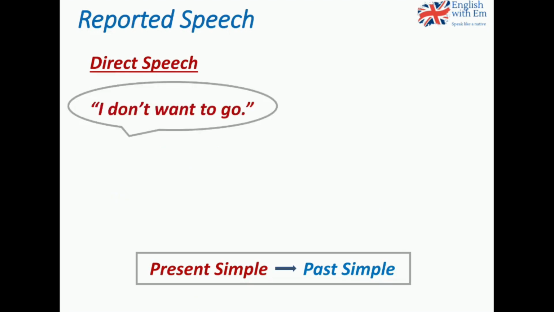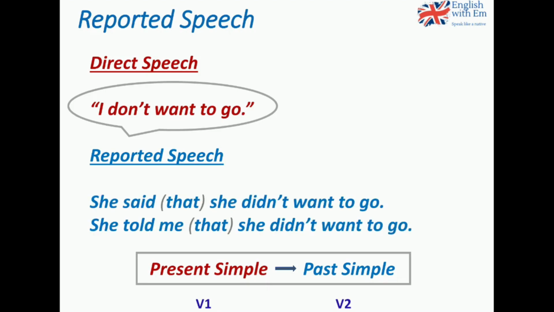Let's take a look at a negative example now. "I don't want to go." So we've got verb 1 in the direct speech, don't want. And in reported speech, we backshift to the past simple. She said she didn't want to go, or she told me she didn't want to go. So we've changed our pronoun from I to she. And don't want backshifts into the past tense, didn't want.